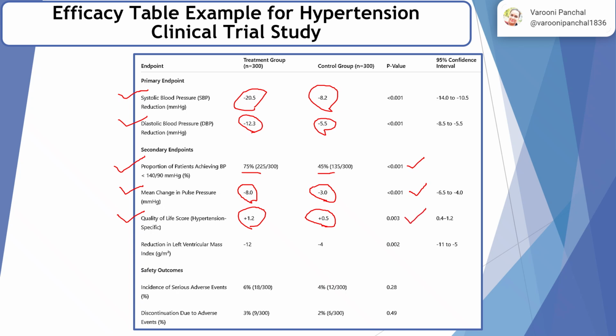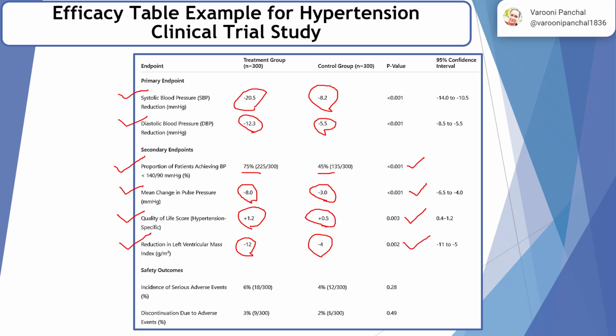Reduction in left ventricular mass index, LVMI. LVMI is a measure of heart health, with a reduction indicating less heart strain. The treatment group's greater decrease, minus 12 grams per square meter versus minus 4 grams per square meter, shows the therapy's positive effect on cardiovascular remodeling.